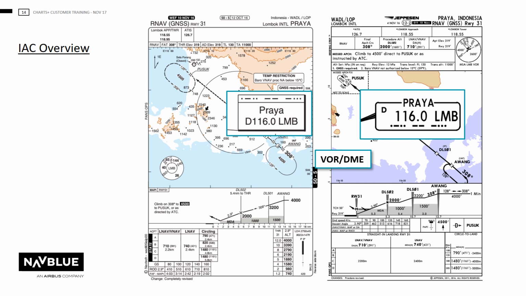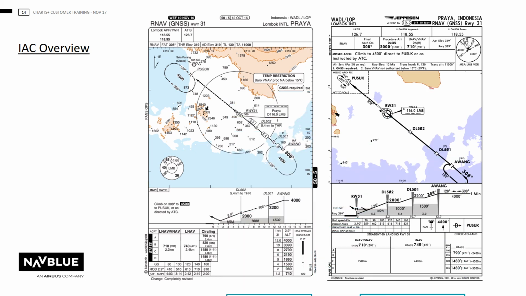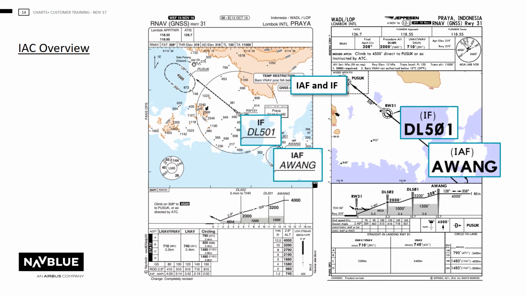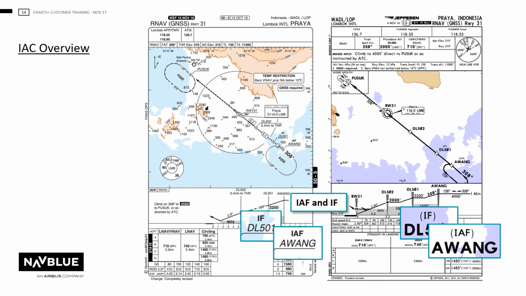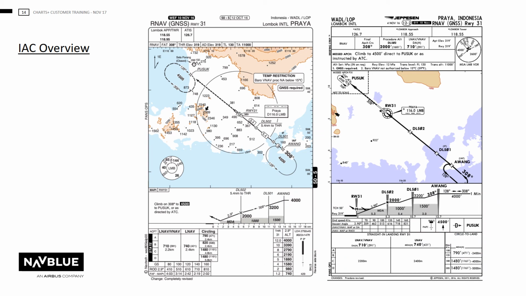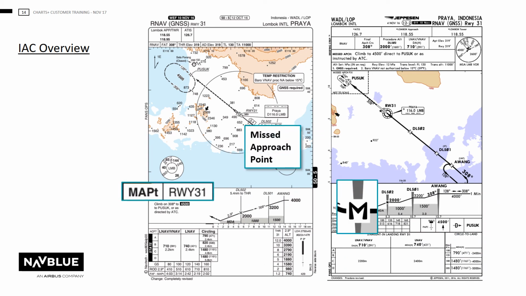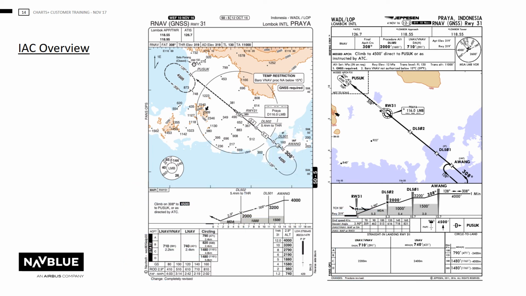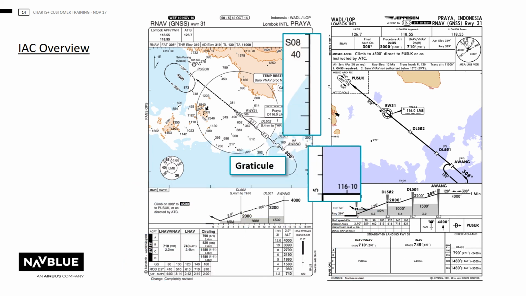VOR DME, the missed approach point will be written above the missed approach text in the profile. NavBlue charts are drawn to scale.